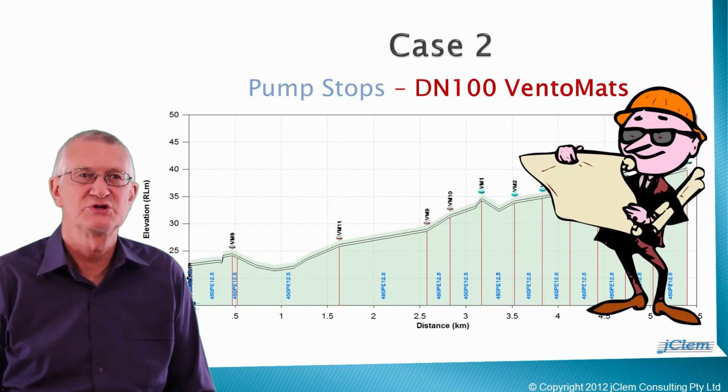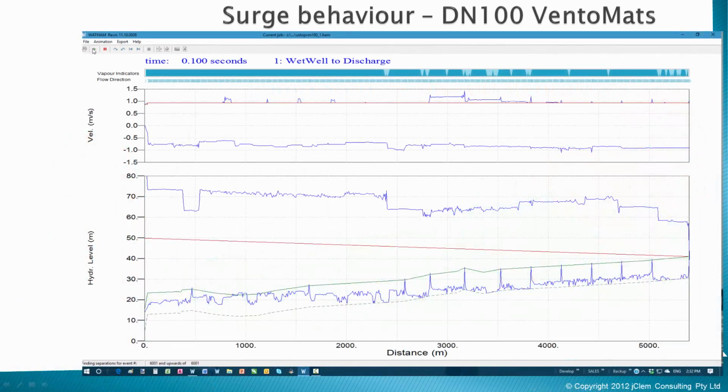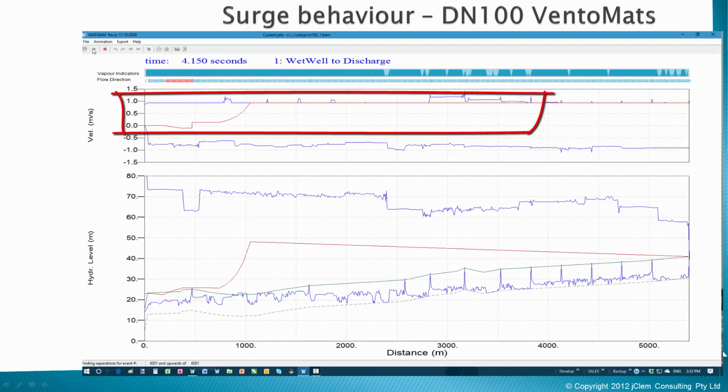to case 2, 100mm Ventamat air valves. Again, we start by looking at the compressive wave and the pipeline velocity changes as a pipeline long section. The pump turns off. We see a strong downsurge in pressure travel up the pipe. Watch the top velocity graph.